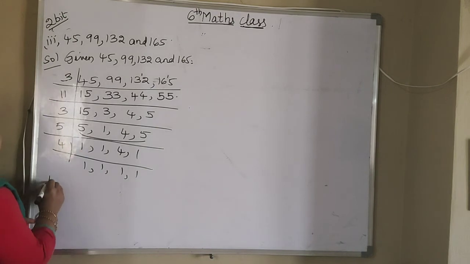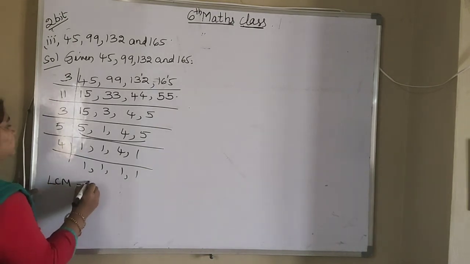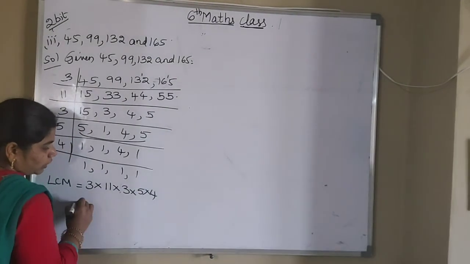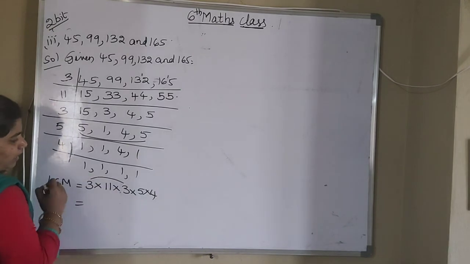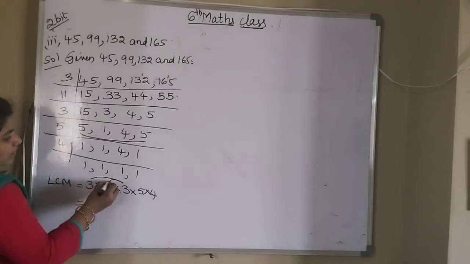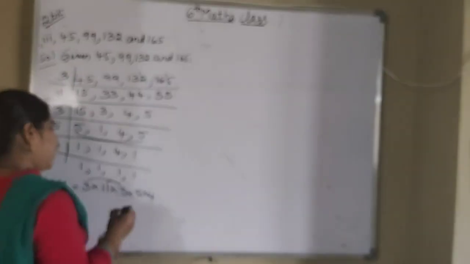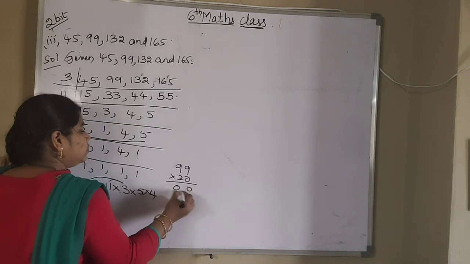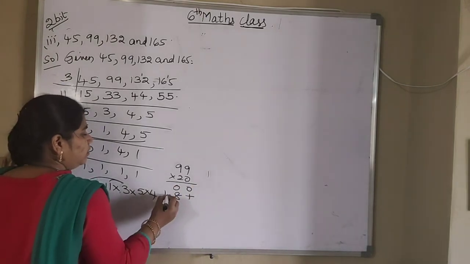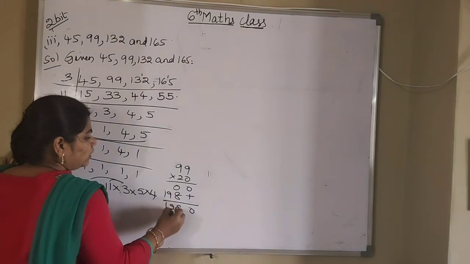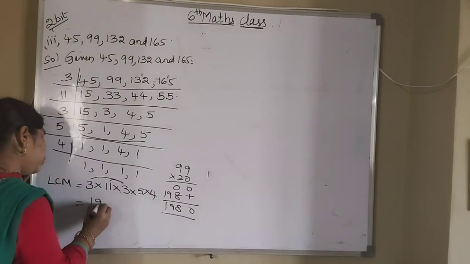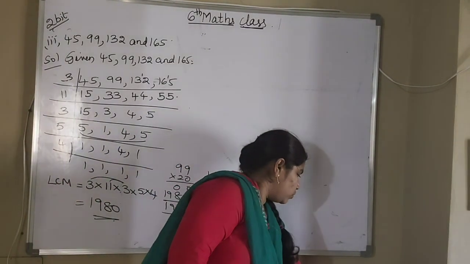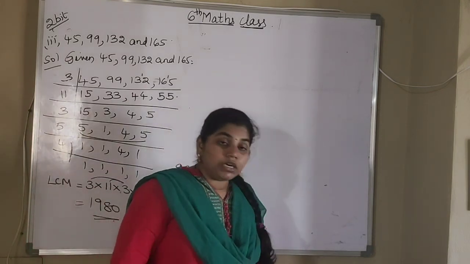So what is the LCM now? LCM is equal to 3 into 11 into 3 into 5 into 4. So how much will that be? Here 3 3s are 9. So 9 11s will be 99. 99 into 5 4s are 20. 99 into 20, we have to do 0, 0, 18, 19. So that will be 1980. So what is the LCM? You got it as 1980. 1980 is our LCM. So with this our third bit is completed.